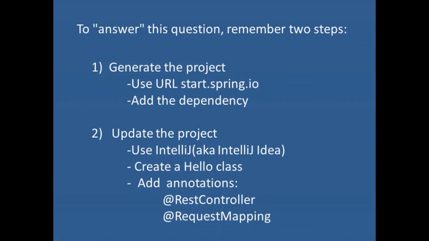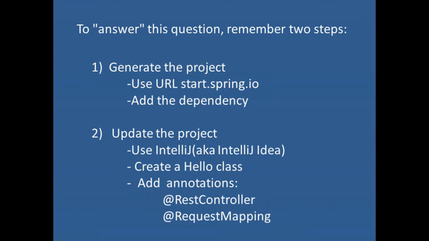To answer this question, we need to know the 2 steps. Step 1. Generate the base project. Use URL start.spring.io. Then add the dependency. Step 2. Update the project. Use IntelliJ or IntelliJ IDEA, same thing. Create a hello class. Add annotations. Remember the 2 annotations: add REST controller and add request mapping.